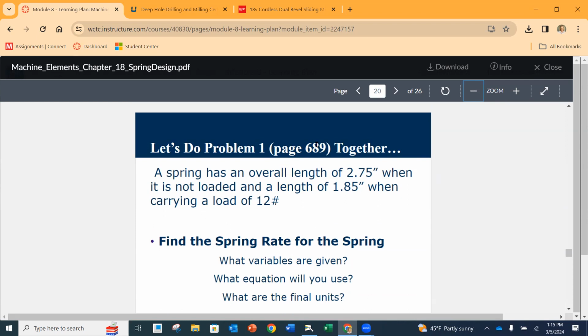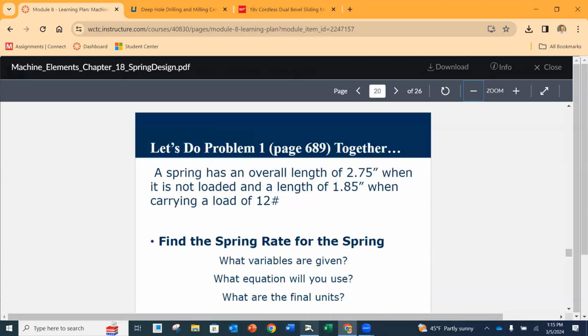We are going to be looking at problem number 1. The problem statement says we have a spring that has an overall length of 2.75 inches when it's not loaded, and a length of 1.85 when carrying a load of 12 pounds. What they want us to do is find the spring rate. Okay, find the spring rate.